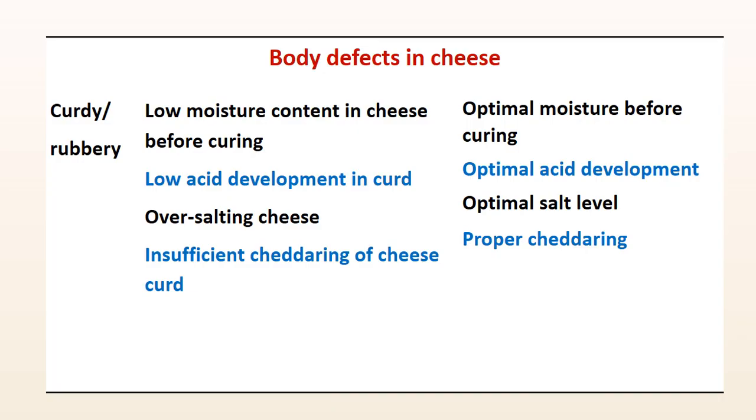Here is the common body defects in cheese, that is called curdy or rubbery. The causes are low moisture content in cheese before curing, low acid development in curd, over salting of cheese, insufficient shattering of cheese curd, and the prevention is optimum moisture before curing, optimum acid development, optimal salt level and proper shattering.